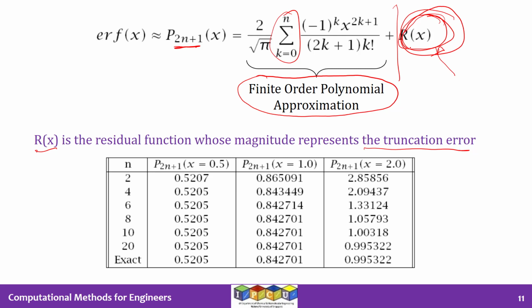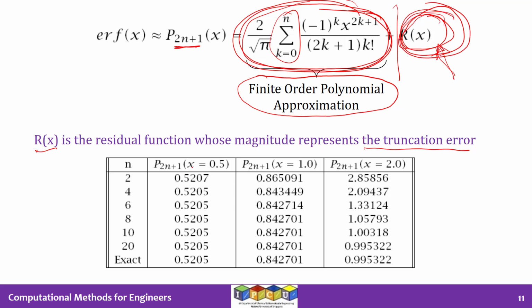And the truncation error would depend on the value of x. This development was based on Taylor series expansion about x is equal to 0. So the further you stray away from x is equal to 0, the residual is going to be large. This approximation will be poor when x gets very large. When x is very close to 0, this approximation will be very good. When x is very different from 0, this approximation will be poor, which means this residual will get larger.